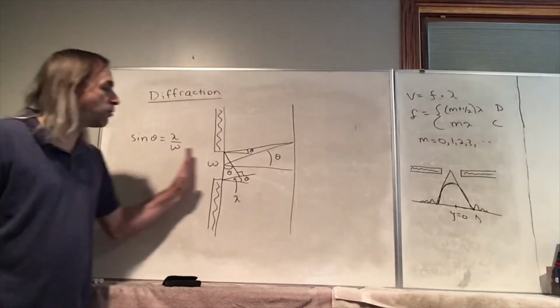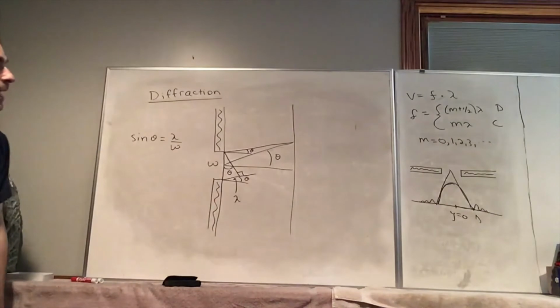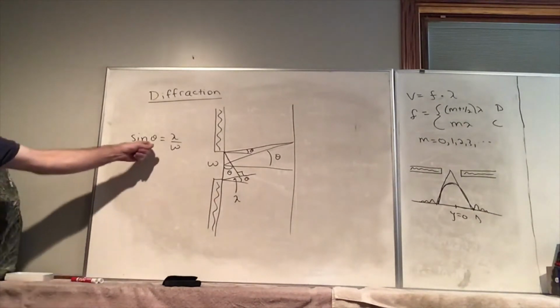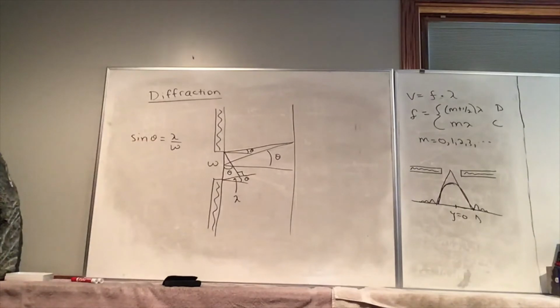And so again, you have these waves going through, and they're going to spread out in this cone defined by this angle, theta. And we can say that sine of theta is lambda over W. That's where most of the energy is directed.